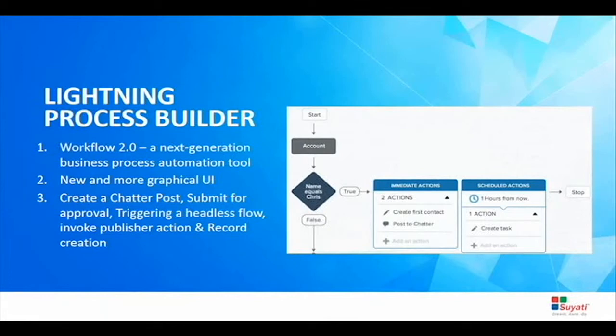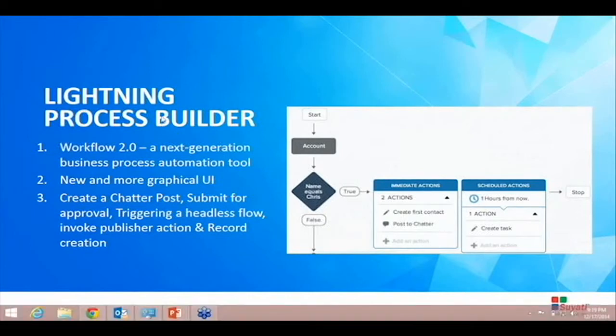Now when we compare it with Lightning Process Builder, it has more powerful and additional actions. Like you can create a record, you can update a field, but not just the parent field, you can also update the related records' fields. You can make a post to Chatter, you can submit a record for approval. So these are the more powerful and additional actions which were introduced by Process Builder, and these actions were introduced keeping the mobile perspective in mind.